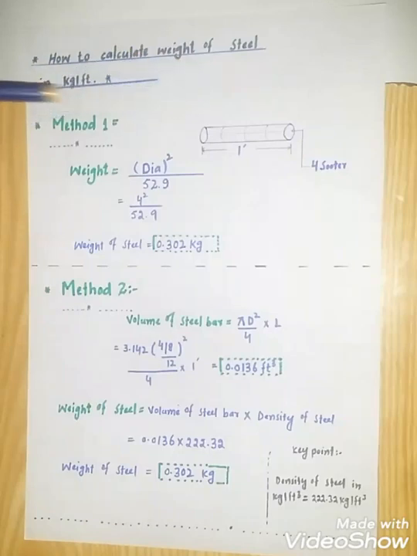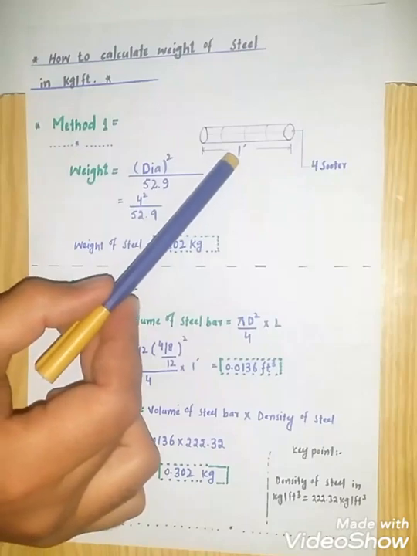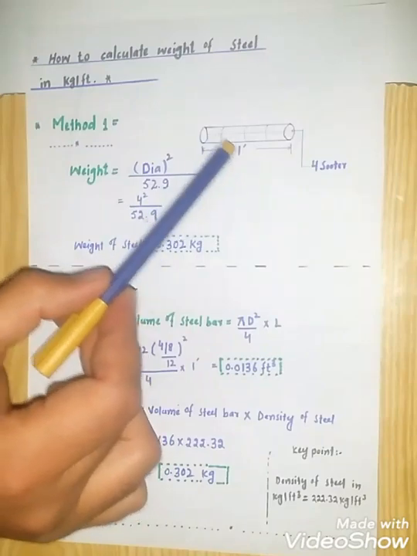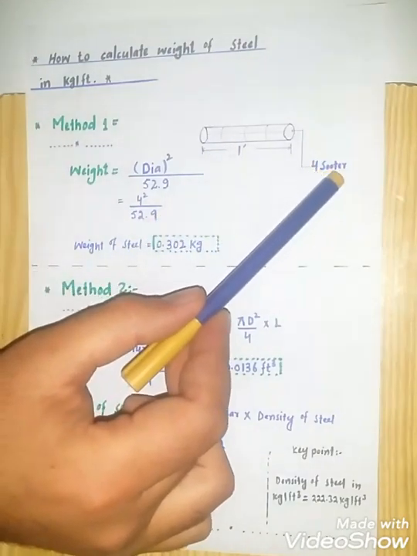How to calculate weight of steel in kg per feet. Now start method number one. This is a steel bar. The length is 1 feet and the dia of the bar is 4 suture.